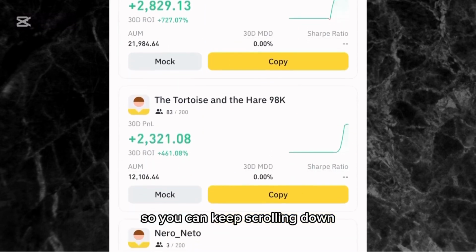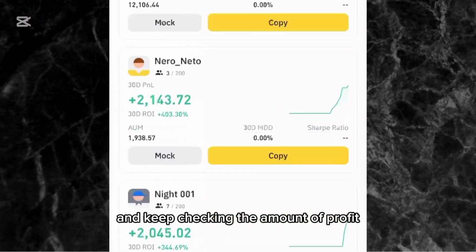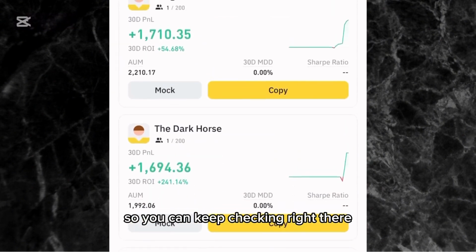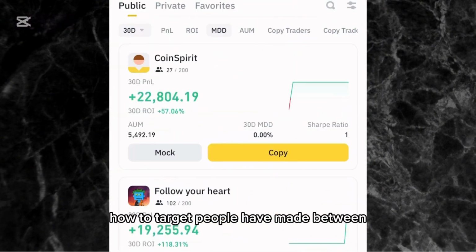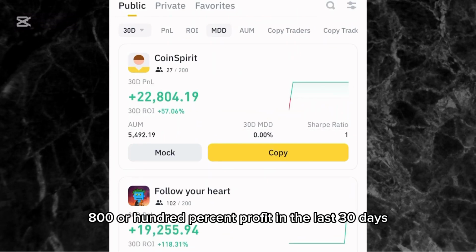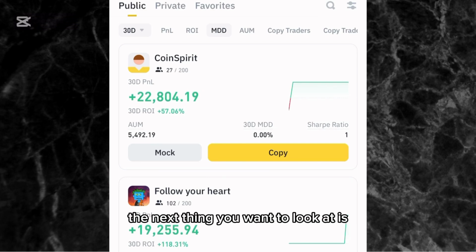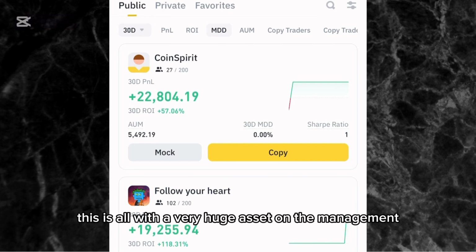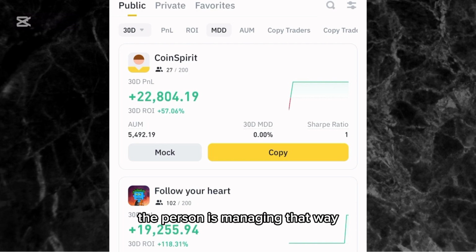So you can keep scrolling down and keep checking the amount of profit each trader made. So you keep checking right there. Now, let's for example, I want to target people who have made between, let's say, 100% to, let's say, 800 or 900% profit in the last 30 days. The next thing you want to look at is how much are they managing? That is asset under management. Now, if you see someone with a very huge asset under management, that is a huge amount of money the person is managing, that means that the person is a good trader and people can actually trust the person with a huge amount of money. I hope you understand that.